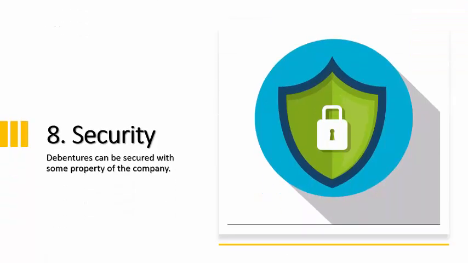Security. Debentures can be secured with some property of the company. As per the Indian Companies Act 2013, a company is permitted to issue secured as well as unsecured debentures. Secured debentures are those debentures which have some charge against the assets of the company. The charge may be fixed or it may be floating. If the company fails to pay the amount to debenture holders, then debenture holders have the right to sell the asset on which charge is created and recover their dues.